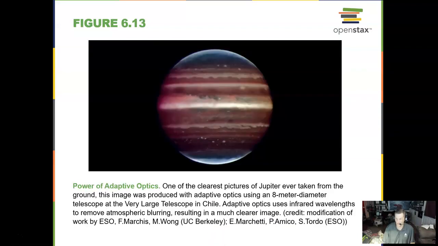Now we can put pistons on the back of these telescope mirrors, and these pistons can move the mirror ever so slightly to correct it for the atmosphere, and that's called adaptive or active optics. So here is a picture of Jupiter with those active optics working, and you get a great image.